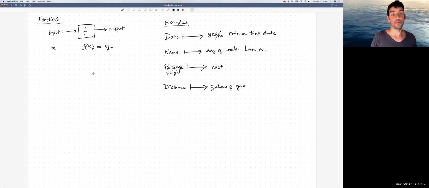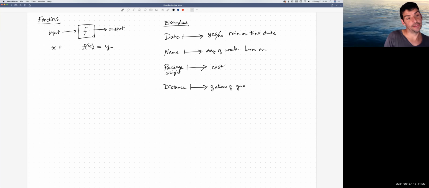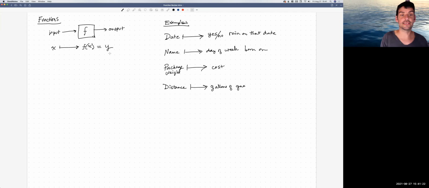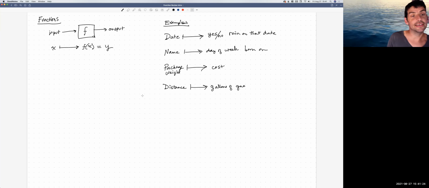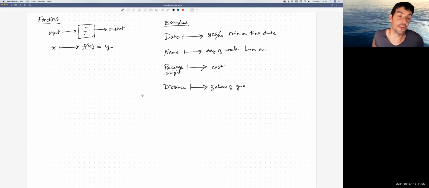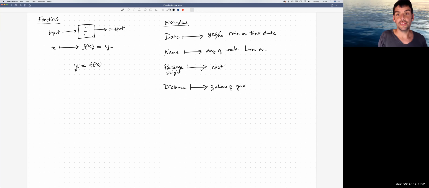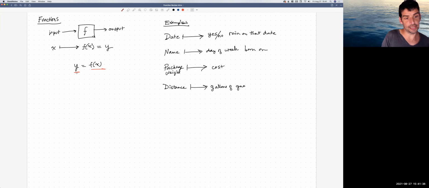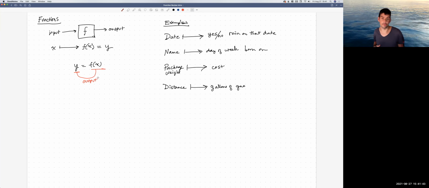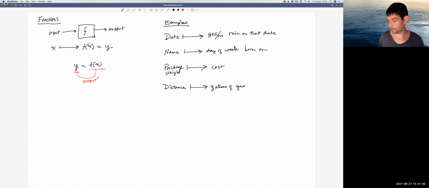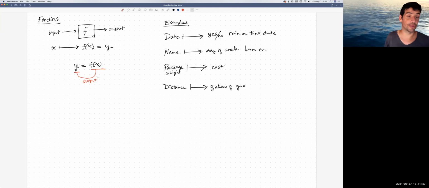Okay, so this is another way to look at this, right? We put our X into the function F, and out comes F of X or Y, right? So you'll often see Y equals F of X. Let's look at this more closely. The F of X and the Y are really the same thing. These are both representations of the output. And again, these particular letters aren't important. What's important is that whoever's writing for you makes clear the names, what are the inputs, the outputs, the functions, and so forth.